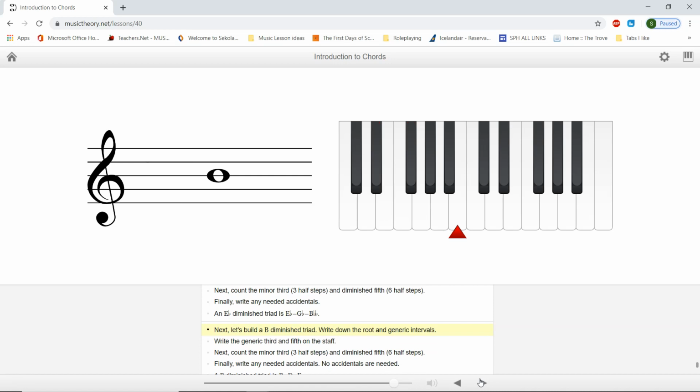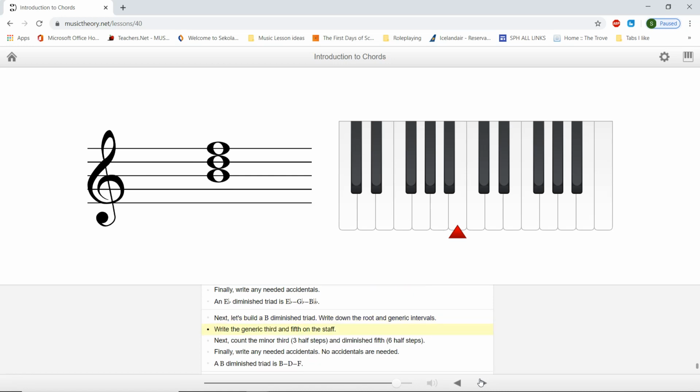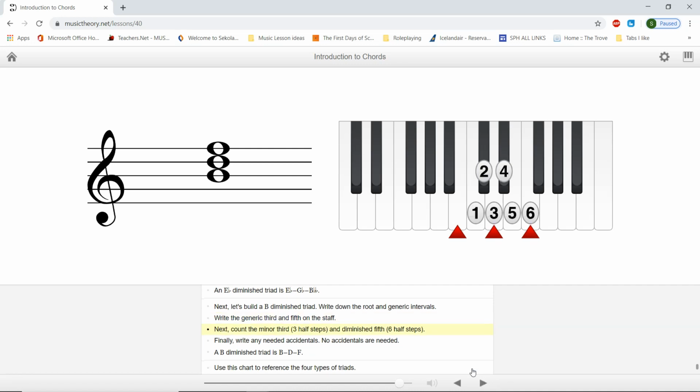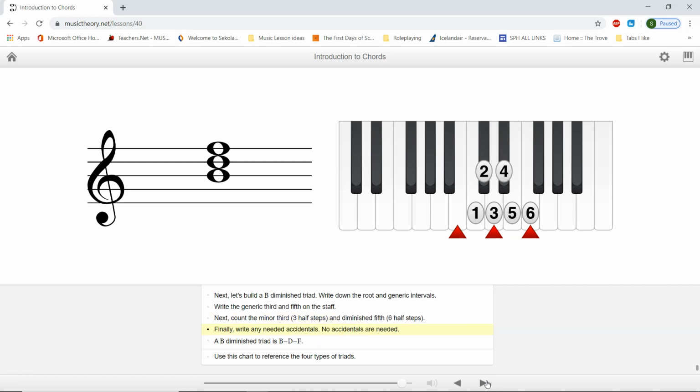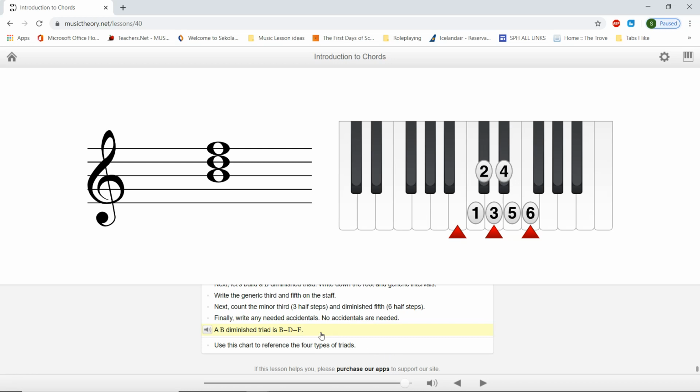One more. We're going to build B diminished. First we do B to F like normal. We know that a B major chord will have B, D sharp, F sharp. We're going to do the minor though, which lowers our D sharp a half step down to D. So we have B, then D, and then we're going to count 6 half steps from our B to get a nice natural F. None of these half steps are on black keys, so there's no accidentals needed, and our B diminished triad is just B, D, and F, which is a fairly normal looking chord, but it sounds very strange. If you have a piano at home, I encourage you to try it.